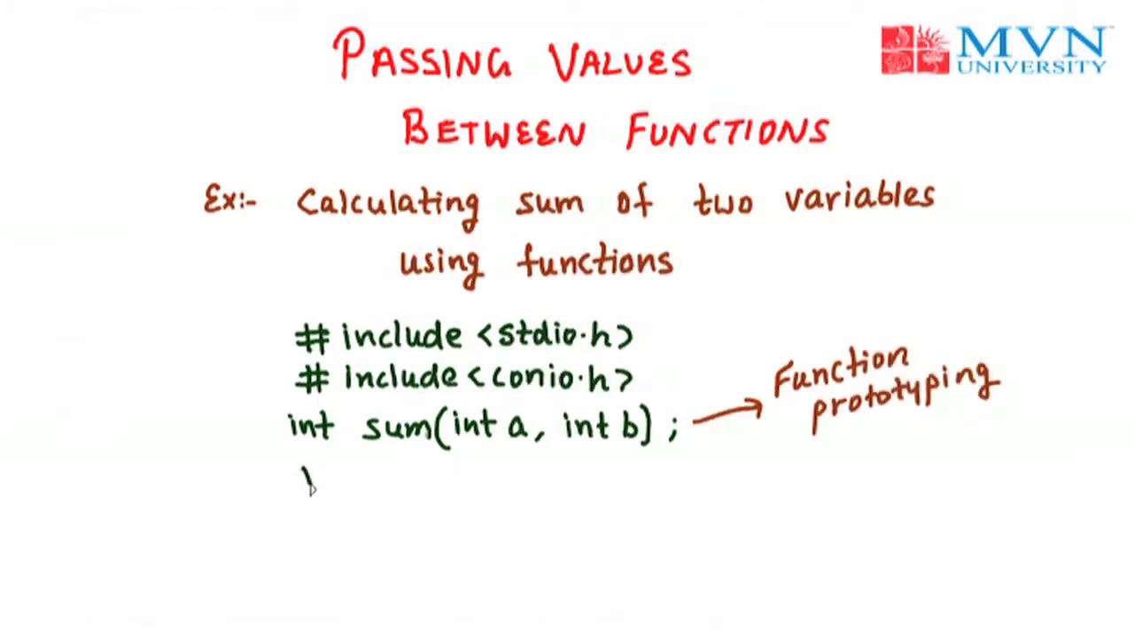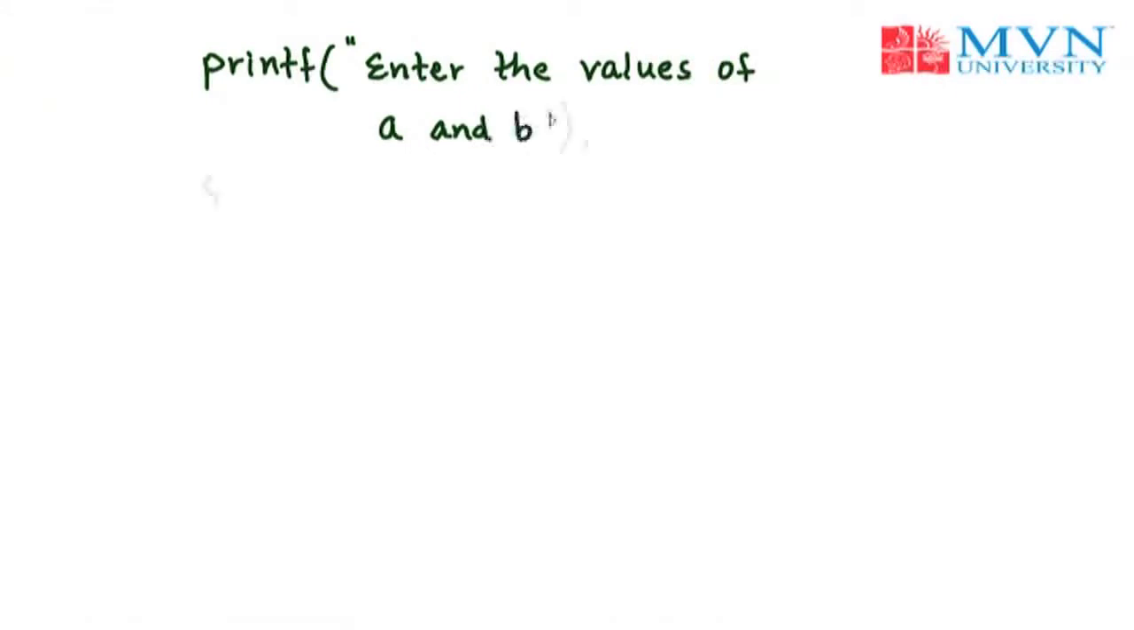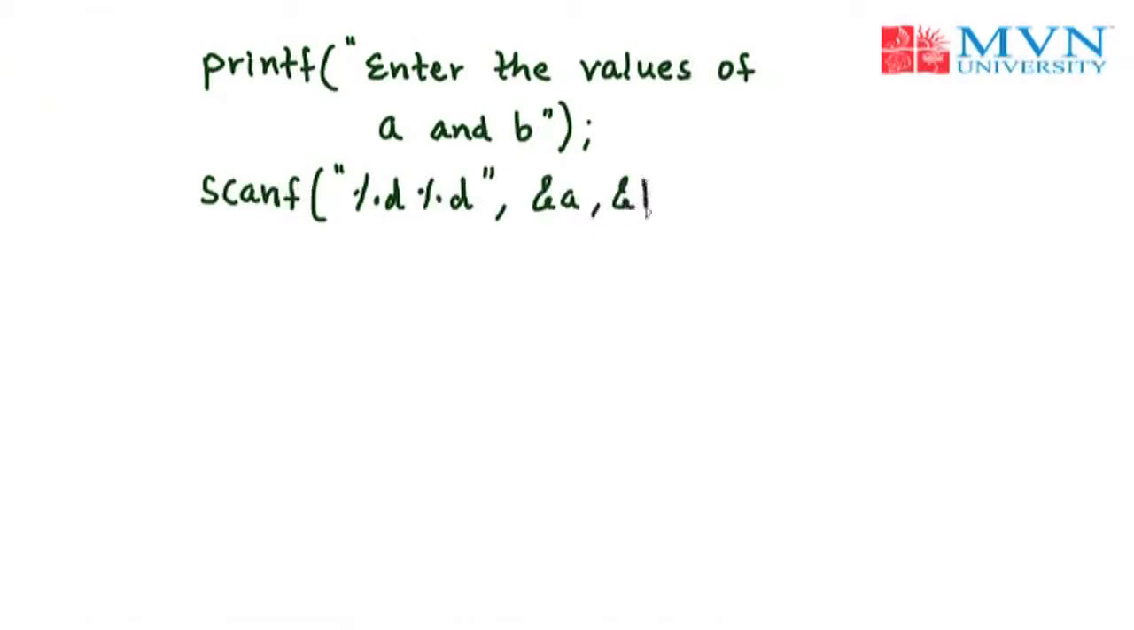Then we start our program using void main, opening braces. Here we take three variables of the integer type: int a, b and s1. Then use the printf statement to enter the values of a and b, then scanf, %d, which is used for the integer data type, &a and &b.